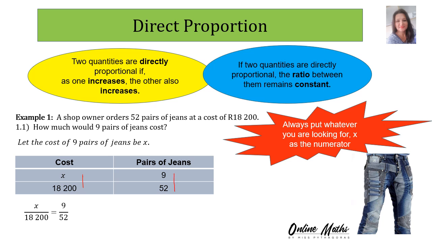And then again you're going to cross multiply. So you're going to say 52x is equal to 9 times 18,200, and then you want to make x the subject of the formula, so you divide left and right by 52, and you get x is 3,150 Rand.